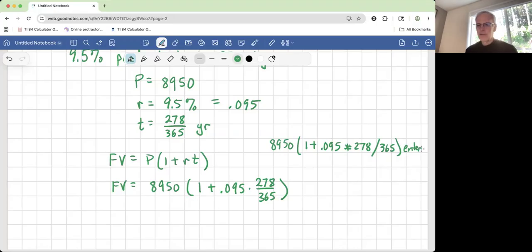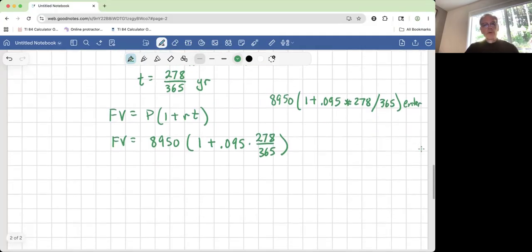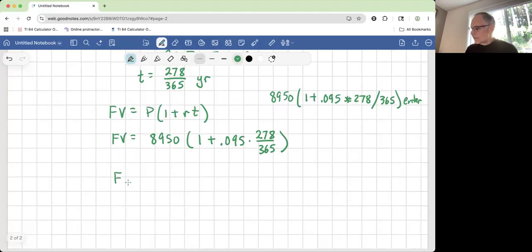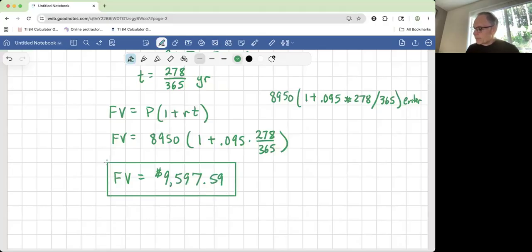Do not try to do this stuff piecemeal. I would say put it in one single step. All right, everybody? So in 278 days, you have this big, scary looking person at your door saying, "Grandma wants her money back." So you best go digging under your mattress and come up with $9,597.59. And there's our future value. Okay, to avoid a crack in the knees.